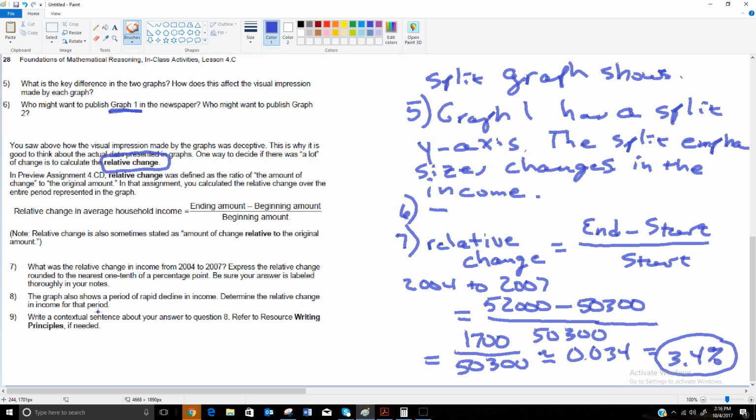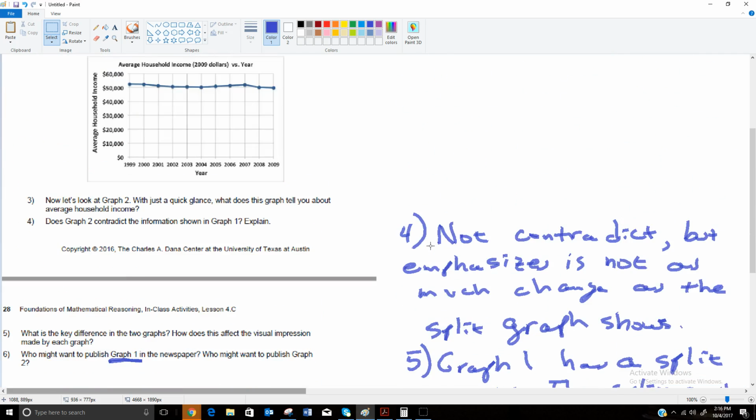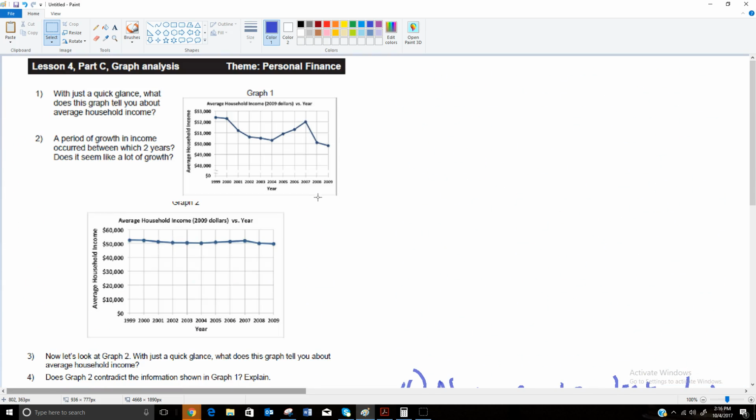The graph also shows a period of rapid decline in income. Determine the relative change for that period. So give me a minute. I'm going to give us some space here and we'll answer these questions. Okay, so we'll go back up and they want us to look for that relative change that was a decline. So if we go to this graph, they don't specify, but from the way they worded it, it appears to me that they're looking at these 2 years, from 2007 to 2008, and they want us to get the relative change of that time period.